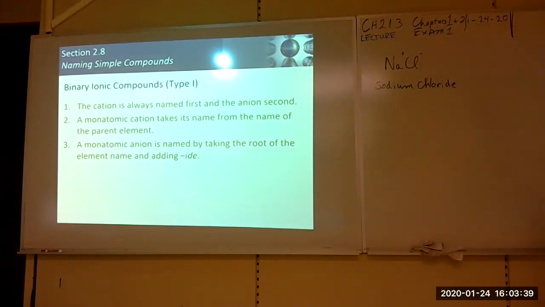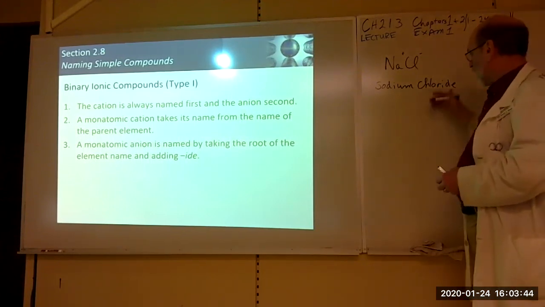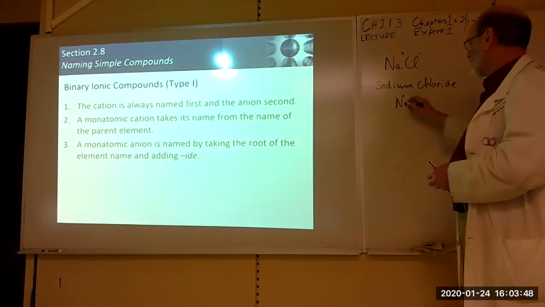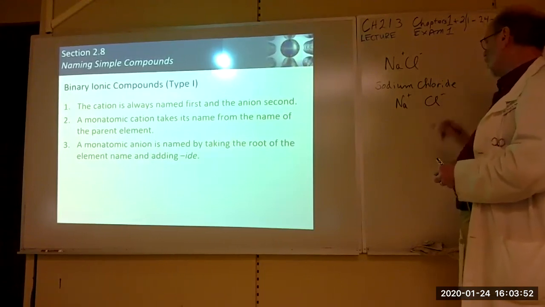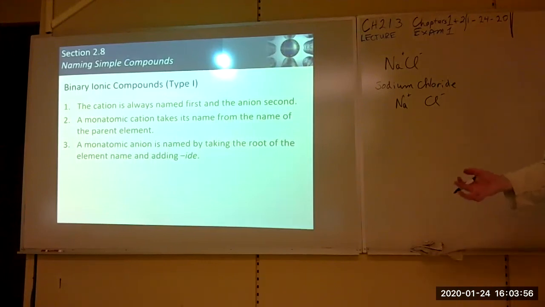Just change it to IDE. Now we know that if we have this name, the only way you can write it is that symbol and that symbol. This was always +1, always -1. You only need one of them. So that's the only way you can write it. It's unambiguous.